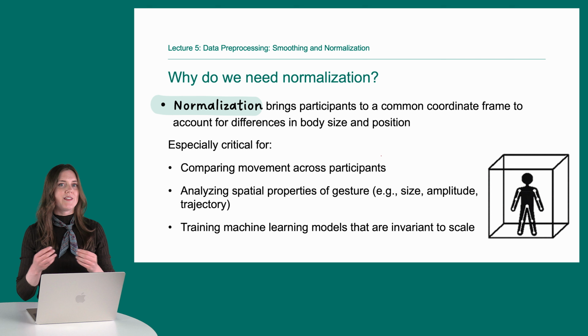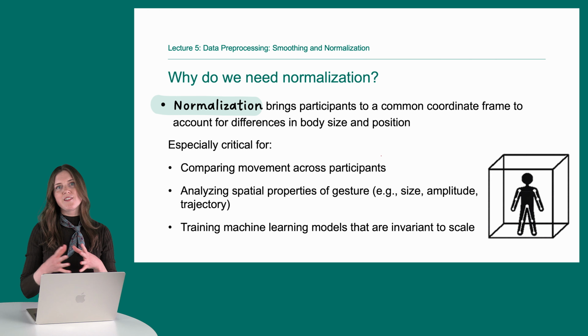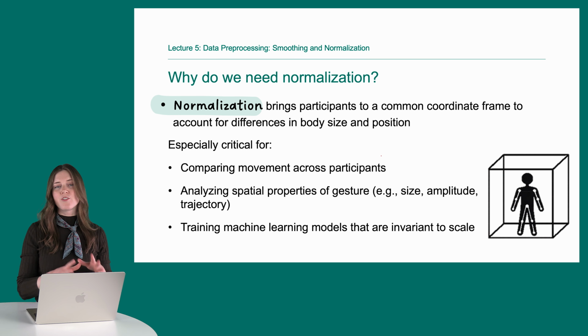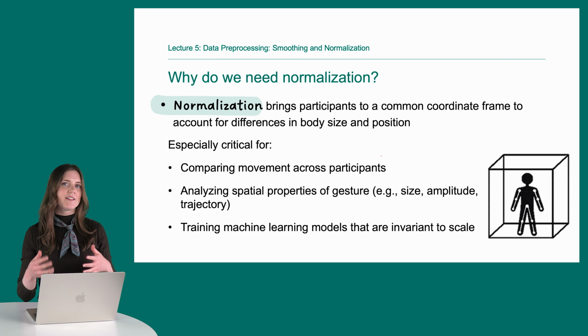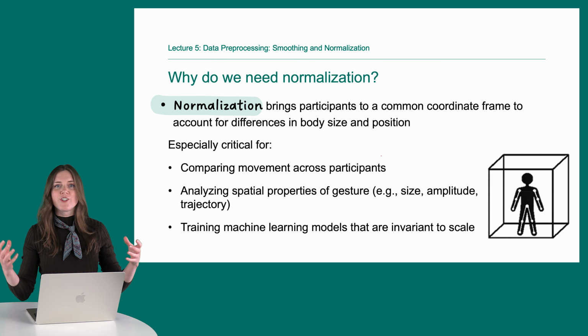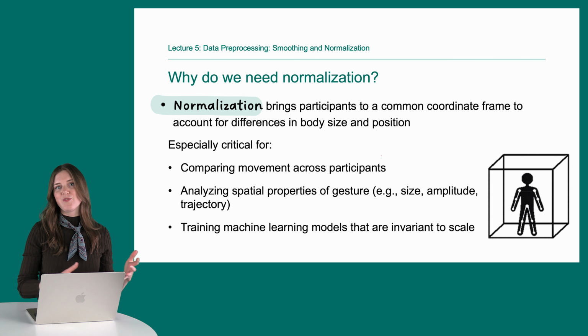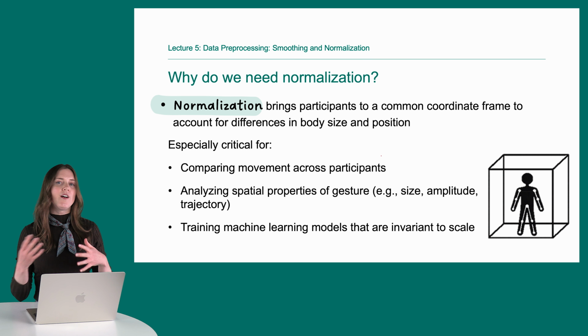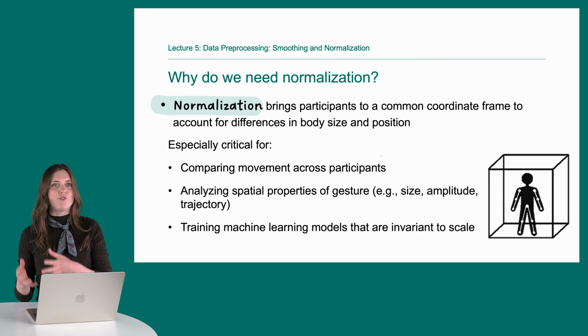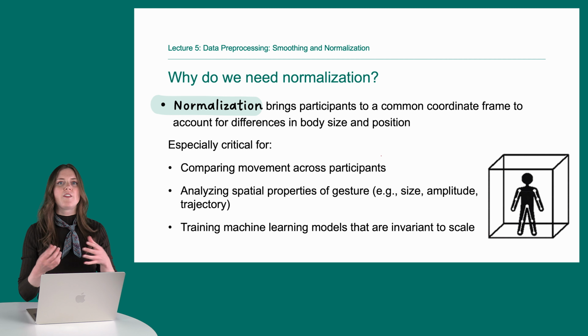The goal of normalization is to get everyone on the same scale. In research, we often want to compare behaviors across participants. This is especially critical for analyzing the spatial properties of gesture. For example, how large a gesture was or where it was produced in space. It may also be important for training machine learning models so that these models focus on learning the properties of gestures themselves rather than the differences in recording variation.